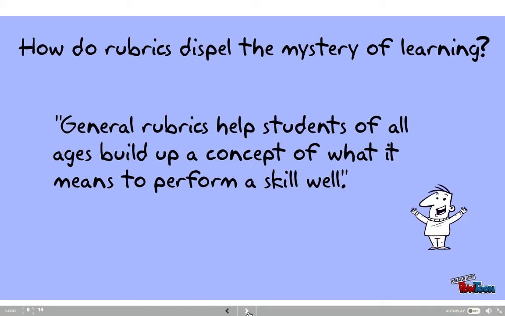General rubrics help students of all ages build up a concept of what it means to perform a skill well. And you really are going to continue to teach that idea of a growth mindset if you provide ample opportunity to progress further to a level of secure within the rubric. Help them see that they've moved from beginning to developing. Help them reflect on what it was they did differently, or the amount of time or practice that went into moving from beginning to developing.